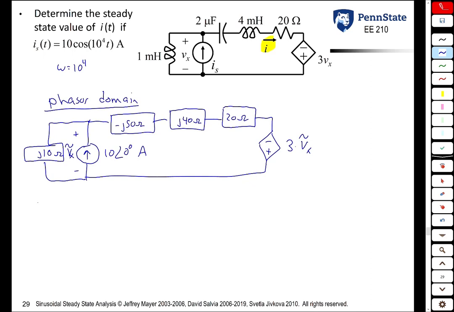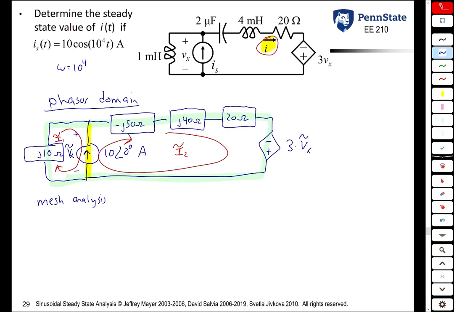So let's use mesh analysis to solve for this circuit. Our mesh variables are going to be I1 phasor, which is the current in this left loop, and I2 phasor, which is what we're ultimately looking for, the current in the rightmost loop. So using mesh analysis, what would we do? Well, we would notice that because we have this interior current source, we need to use a supermesh.